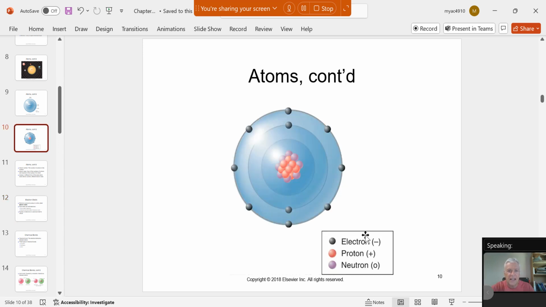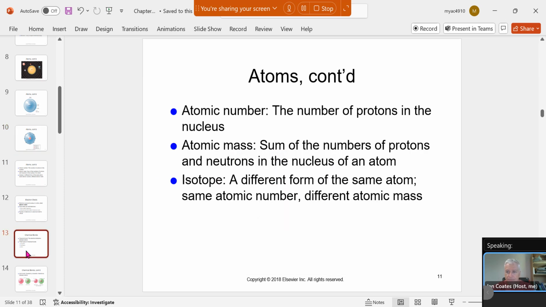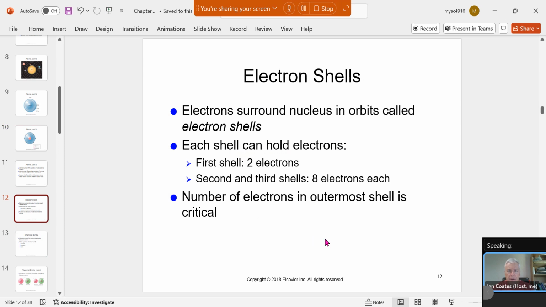So if we go back in here, you'll see that the first energy shell holds a maximum of 2 electrons. The second and the third, which isn't shown here, hold a maximum of 8. All right, and that's what I want you guys to know. The first energy shell, max electrons it can hold is 2. Second and third, maximum is 8.